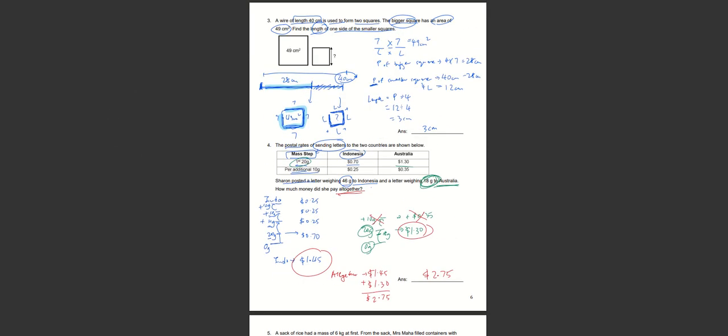Hi everyone, this is the answers to PSLE Booklet 2. We are looking at short answer questions for exercise 3. For today, we are looking at question 5, page 7.